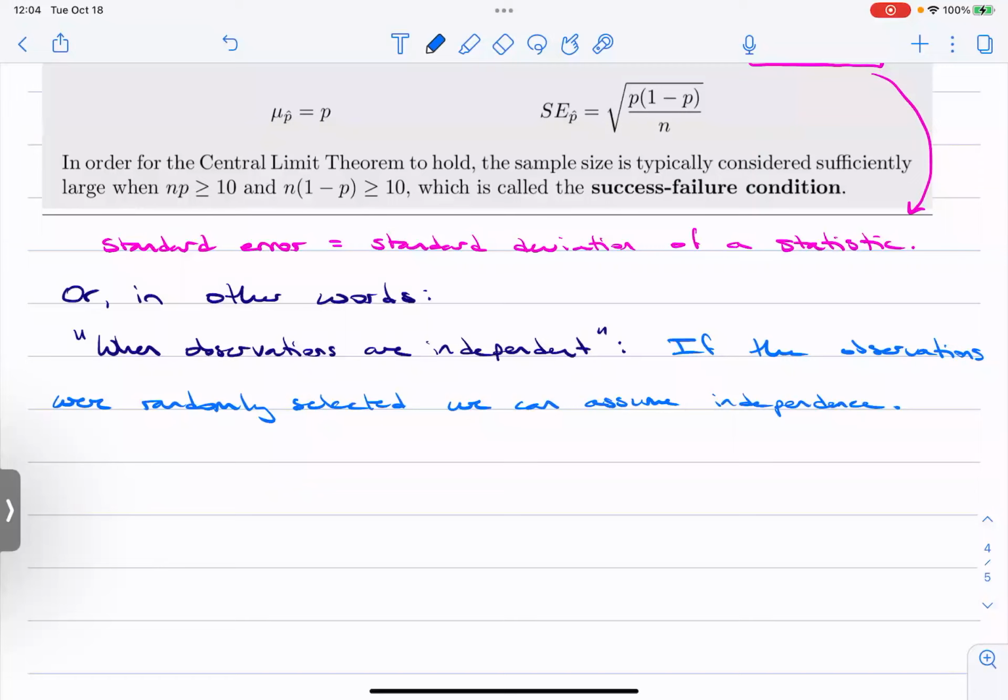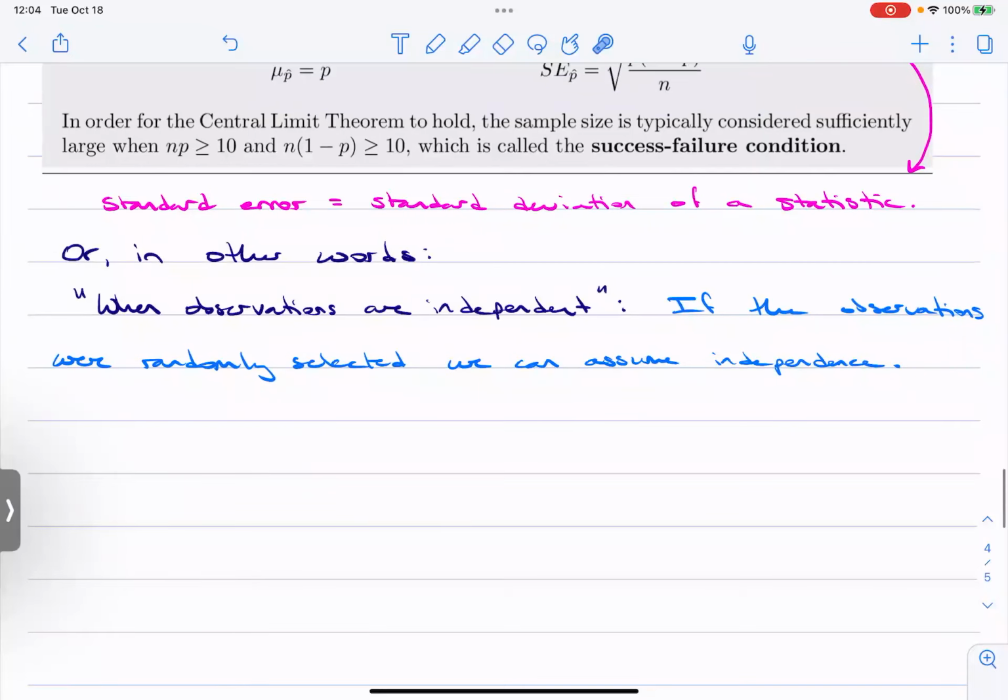So in order for our calculations to go ahead, first thing we have to do is check: were the observations randomly selected? Even if there's no mention of it in the question, although there usually is, what would you have to do? You would have to say, I assume the sample was randomly selected, so therefore I can assume independence. We might not know, but those are the assumptions that we're working under.